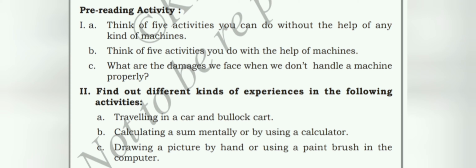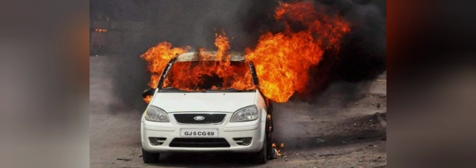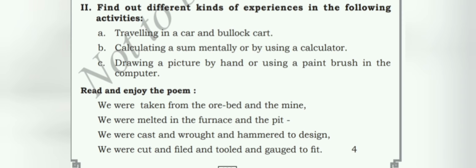Have you experienced anything like this, children? Yes. We may get electric shock, or the machines may get spoiled, or the internal parts may be damaged and may get burnt. Second part of the pre-reading activity. Find out different kinds of experiences in the following activities. First one, traveling in a car and bullock cart.